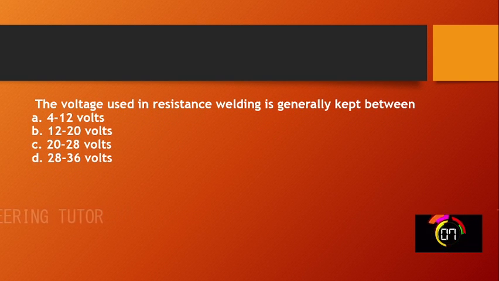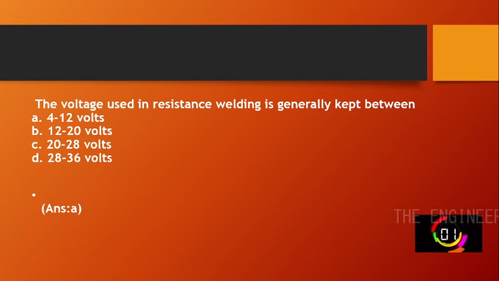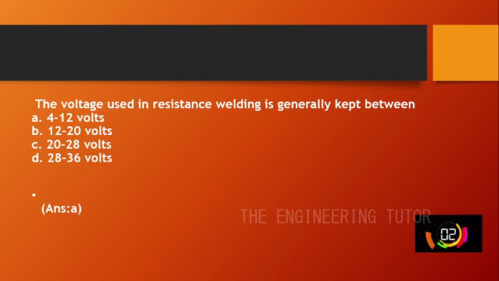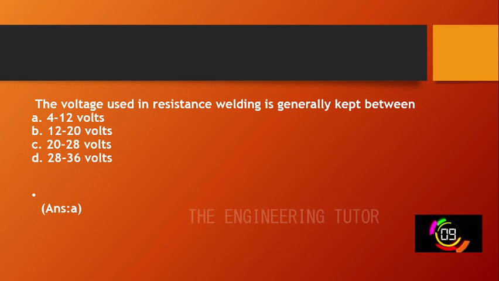The voltage used for resistance welding is generally kept between. So for resistance welding, we need very high current to obtain the weld joint. So we are using very low voltage for resistance welding, that is around 4 to 12 volts.